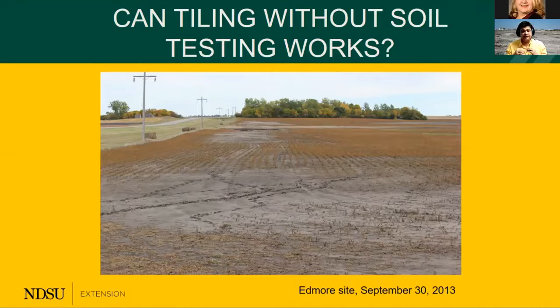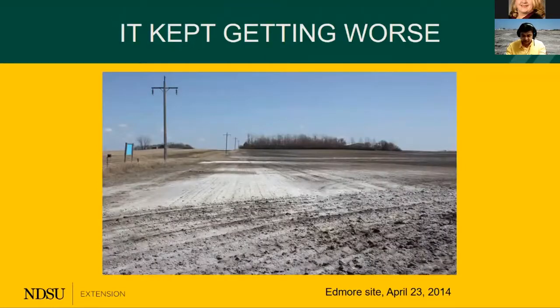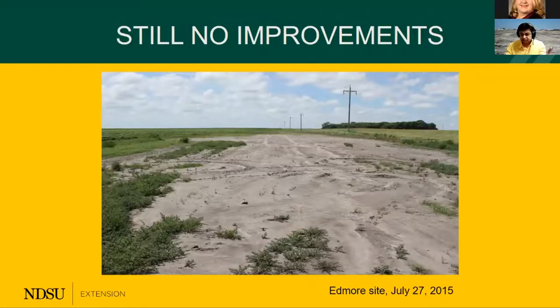Anyway, the site kept getting worse. And mind you, these were wet years. There was plenty of water. The site was tiled, but it kept getting worse. So what was the issue? We finally found out it was a sodicity issue, and the site kept getting worse. This is 13. This is 14. This is 15. We tried different cover crops, this and that, nothing worked.